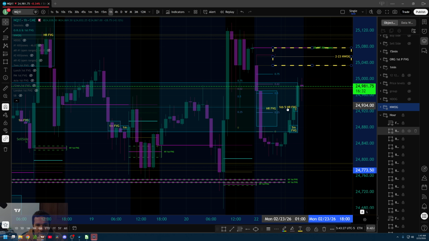Hourly PD arrays, February 5th, fair value gap on the hourly chart. Sunday open, 7 p.m. fair value gap.